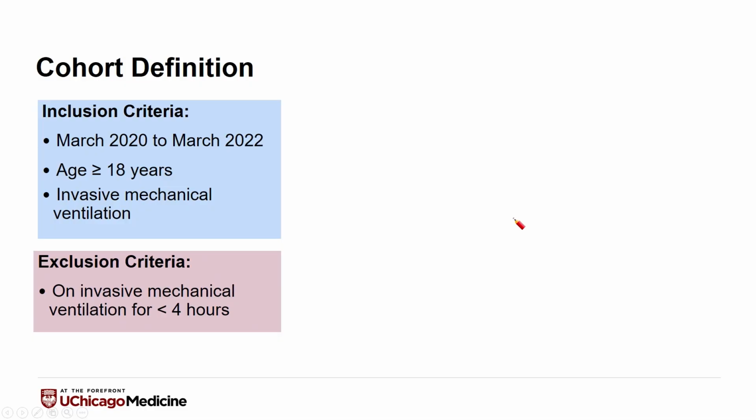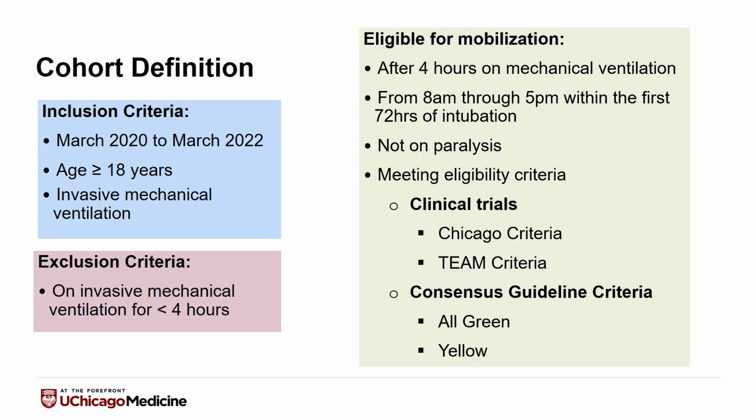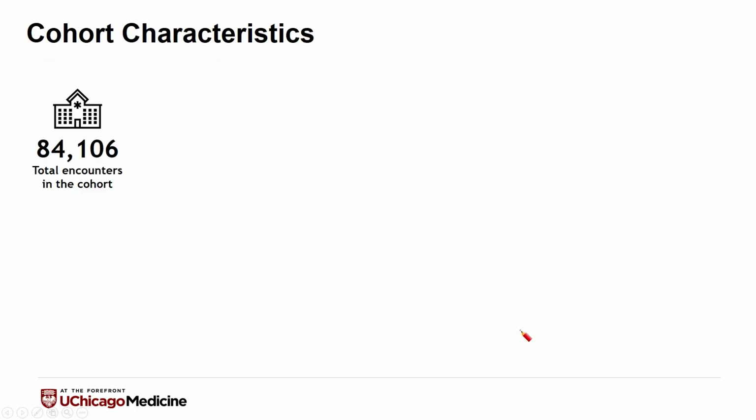So we looked at patients between 2020 and 2022, adults on invasive mechanical ventilation for at least 4 hours. And we primarily looked at the time that they were eligible when a physiotherapist would be working, so 8 o'clock in the morning to 5 o'clock at night. And we looked in the first 72 hours of intubation. Patients could not be on paralysis to be eligible. And then we looked at whether they met criteria for the Chicago trials, the TEAM study, or the consensus guidelines.